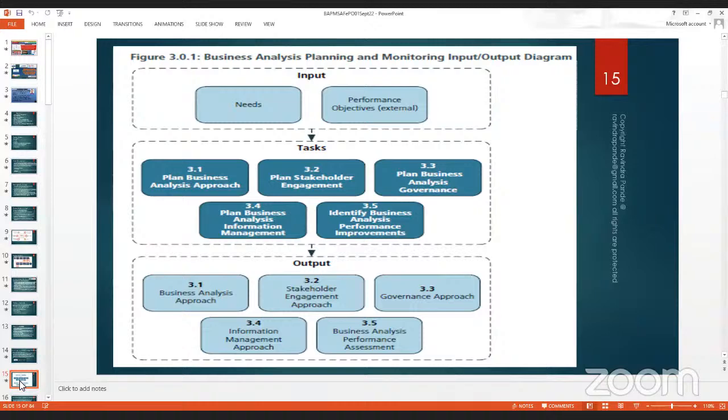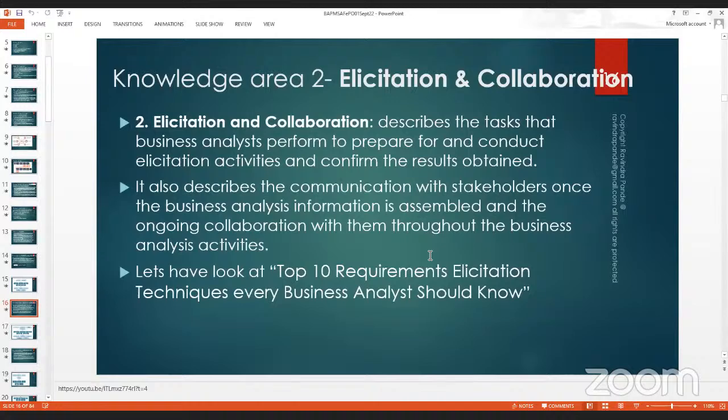Second knowledge area. We have six knowledge areas to cover, which encompass the total of how business analysis is done in terms of best practices, in terms of how we have learned till date. The second knowledge area is a bit cryptic in terms of nomenclature. It's called elicitation and collaboration. So elicitation is a technique where you convert the vision to requirements, or vision to a kind of list of product features or functionalities and so on and so forth.